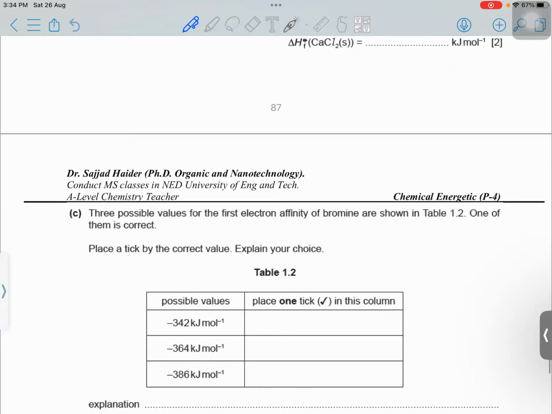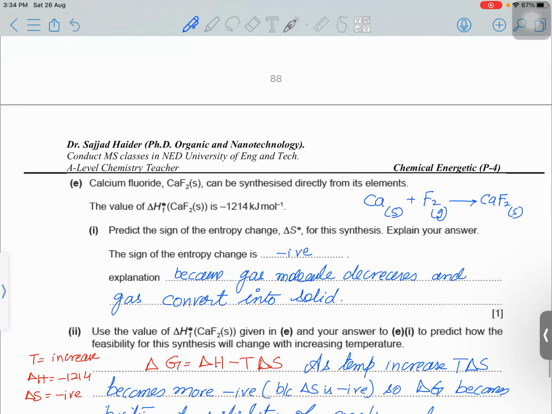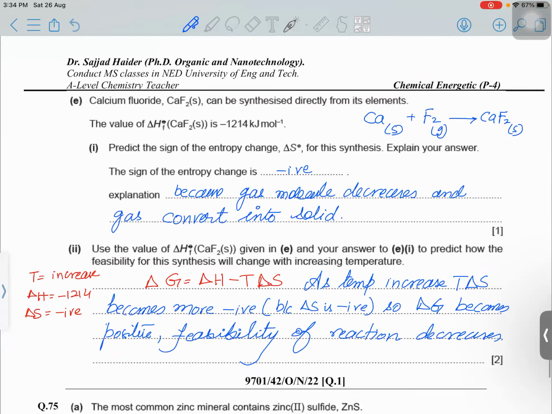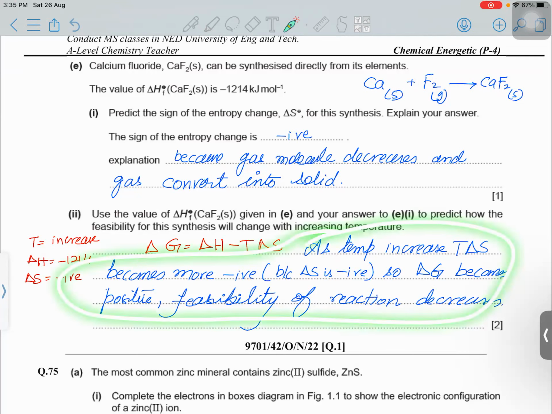Sir, can we also relate it to the equilibrium position? Because the forward reaction is exothermic, so if the temperature is increased, the reactants will increase and then less CaF2 will form. There is no equilibrium. So the best way to give the answer on the feasibility of the reaction is this. This is only acceptable.